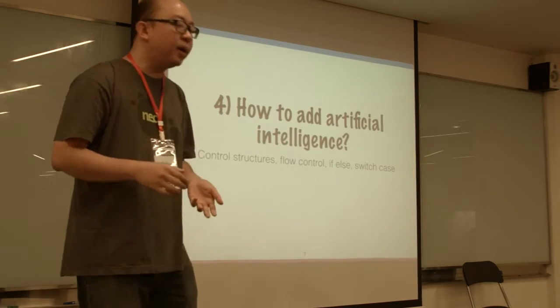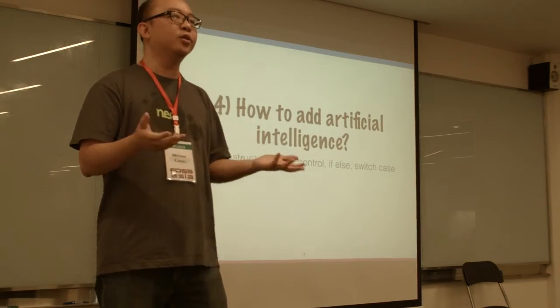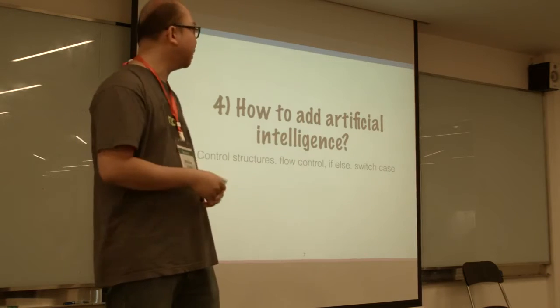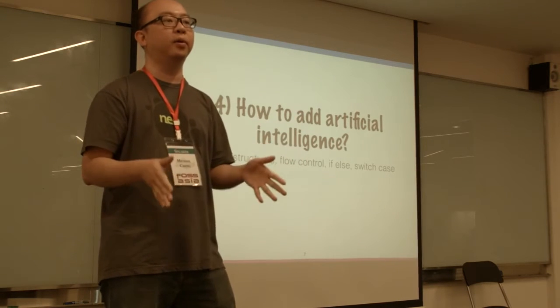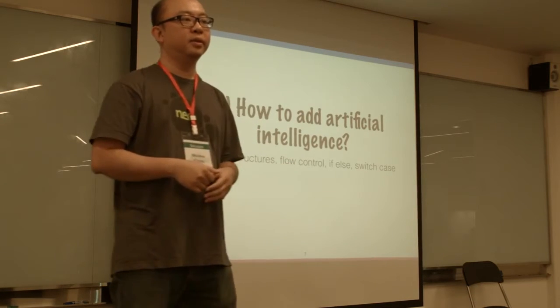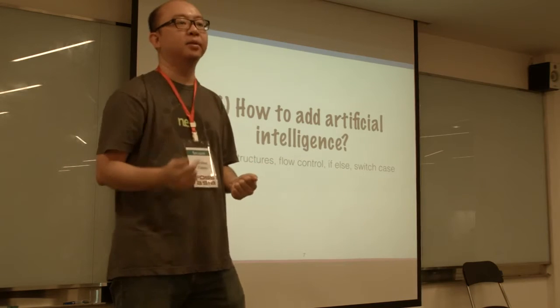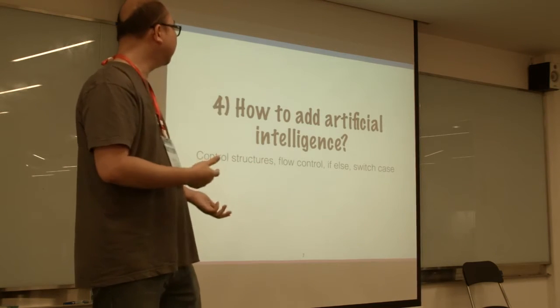Also, number 4, how do you add artificial intelligence? Stuff like if-else, we call it control structures. How do you control the flow of the code? Code usually reads from top to bottom, sequentially. But how do you break the flow such that you skip certain parts of the code? That's one thing that you need to learn.